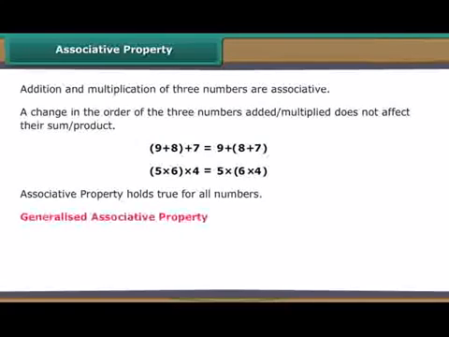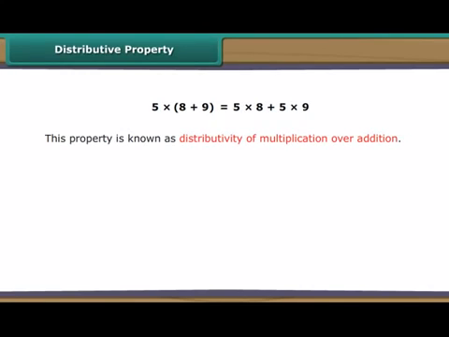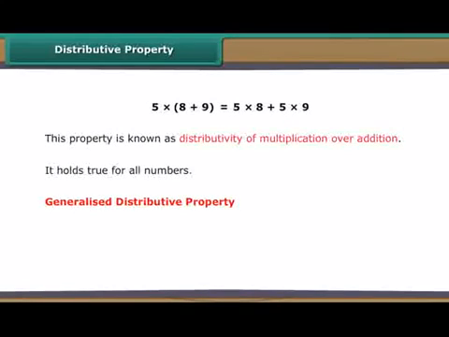We can therefore generalize it with variables as bracket starts A plus B bracket closes plus C is equal to A plus bracket starts B plus C bracket closes. Bracket starts A into B bracket closes into C is equal to A into bracket starts B into C bracket closes. Distributive property. Look at this expression. 5 into bracket starts 8 plus 9 bracket closes. It can also be written as 5 into 8 plus 5 into 9. This property is known as distributivity of multiplication over addition. It holds true for all numbers. We can therefore generalize it with variables as bracket starts A plus B bracket closes into C is equal to A into C plus B into C.